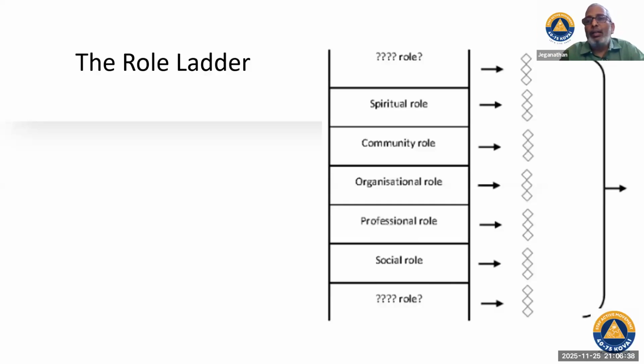It's like a ladder, and if we go from bottom, we talk about social role, the professional role, the organizational role, the community role, the spiritual role, and various other roles. In today's session, we'll be confining our discussion to the family, what happens in the family circumstance, where we'll be looking into four different roles. We'll not be looking at the organizational role, which pertains purely to the role which you have in your organization.